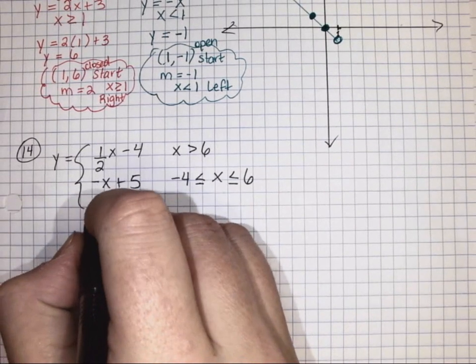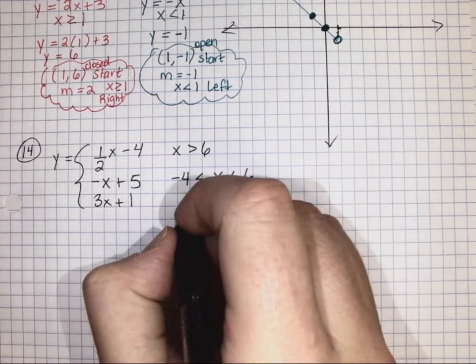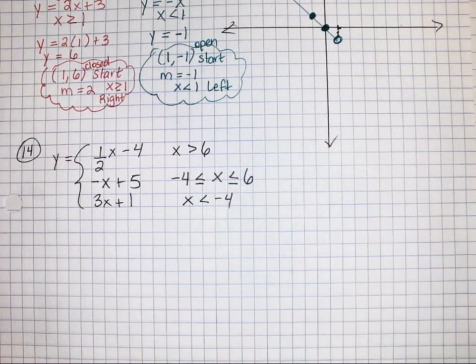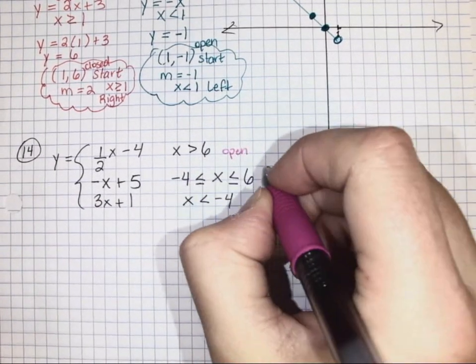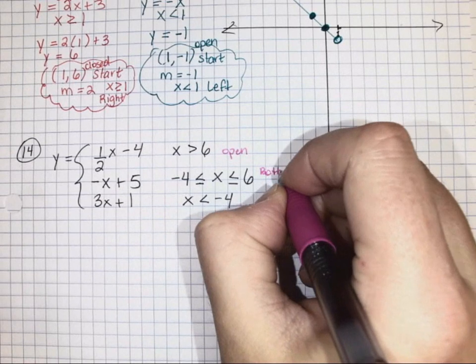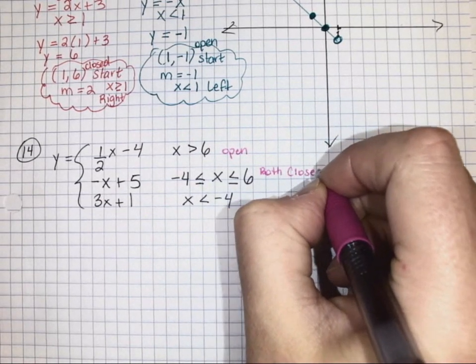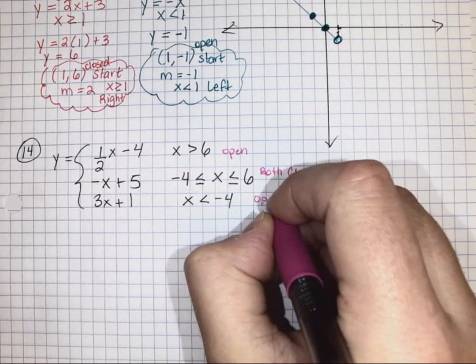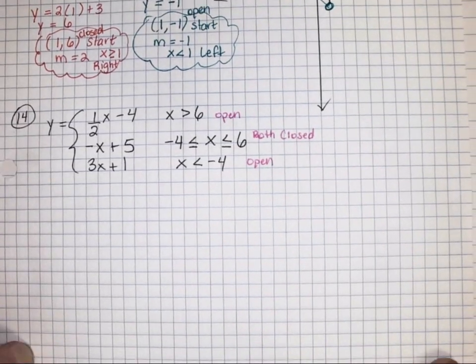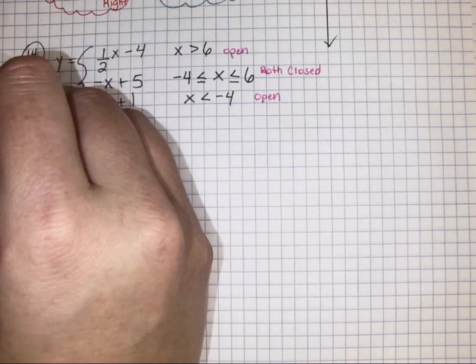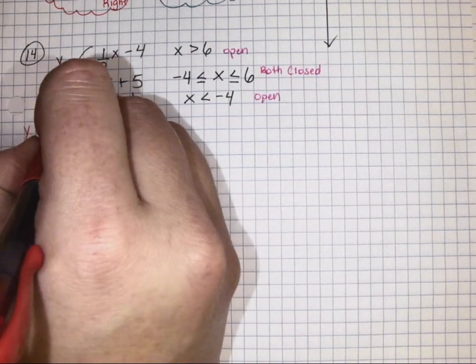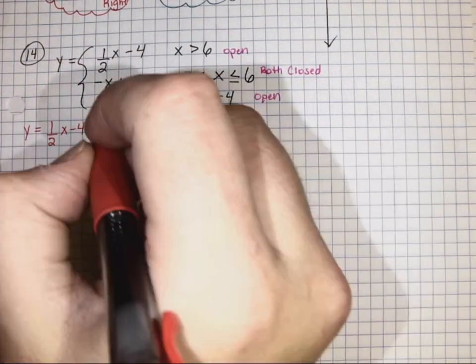For the bottom part, I have 3x plus 1 for when x is less than negative 4. So this is going to be an open hole. Both holes here are going to be closed. This will be an open hole. Okay, so let's examine each piece.